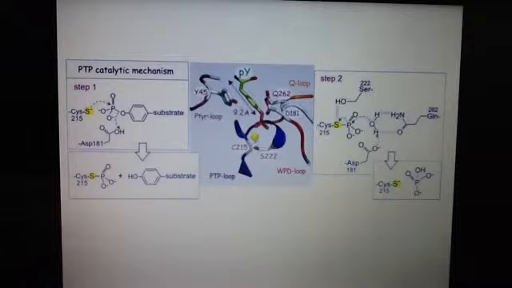The phosphatase group took the phosphate group away from the substrate, so that's what we have to notice that happened here. The phosphate group, we transferred the phosphate group from the substrate.